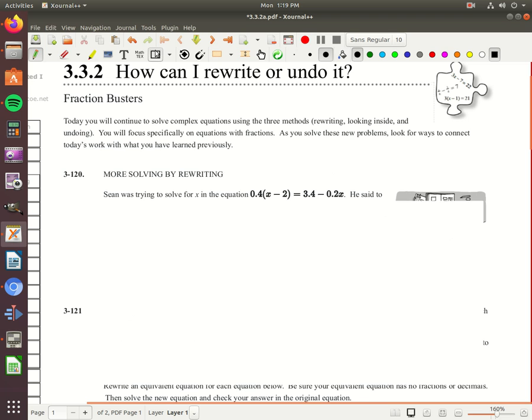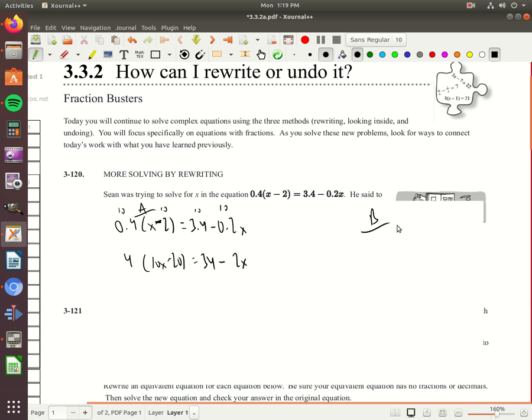Option A is we say 0.4x minus 2 equals 3.4 minus 0.2x, right? Option A is going to say I'm going to multiply everything by 10. So I'm going to get 4 times 10x minus 20 equals 34 minus 2x.